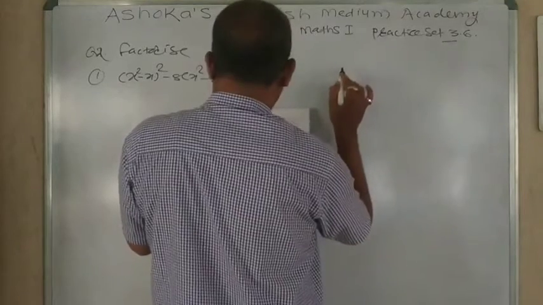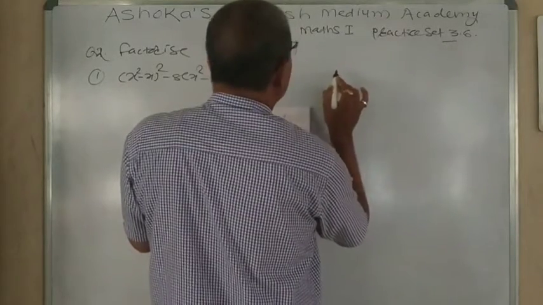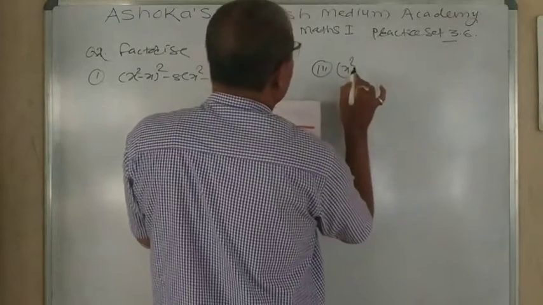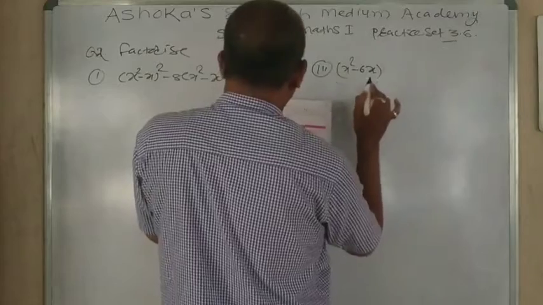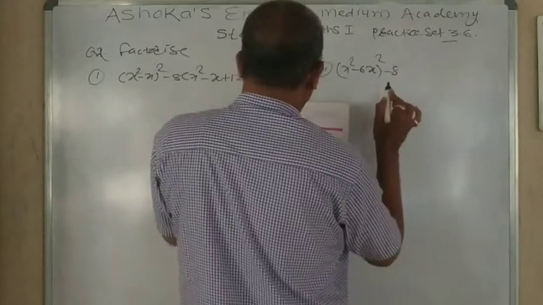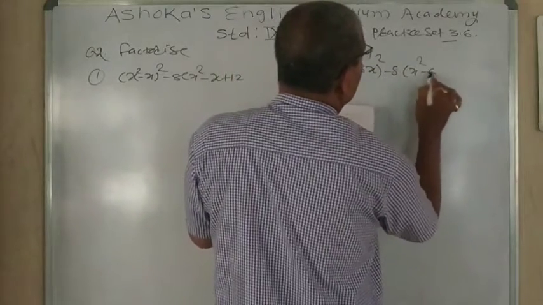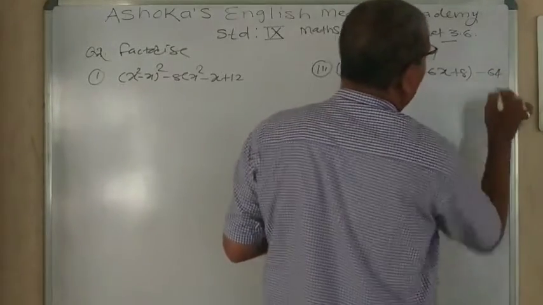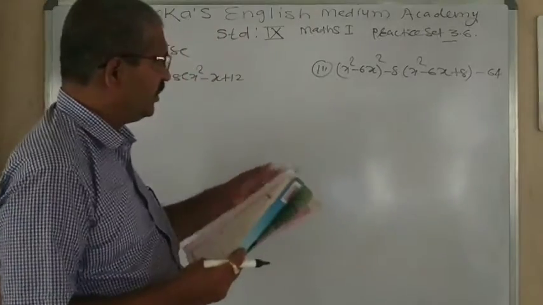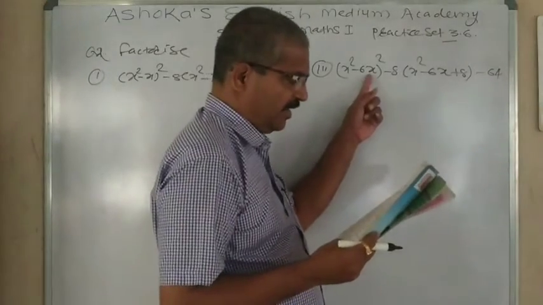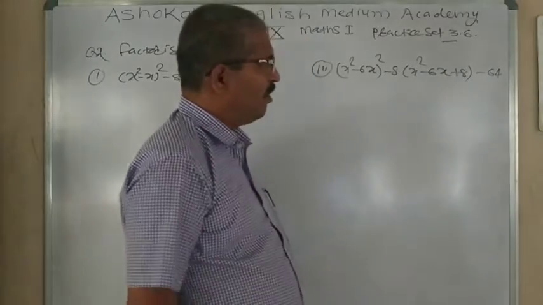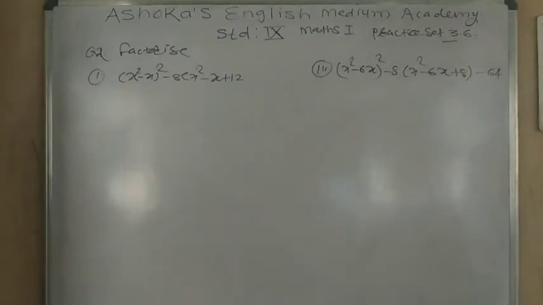The second question is given to you as homework: x square minus 6x in bracket square, minus 8 in bracket x square minus 6x, plus 8, minus 64. So x square minus 6x in bracket square minus 8 in bracket x square minus 6x plus 8 out of bracket, minus 64. We have to factorize these questions.